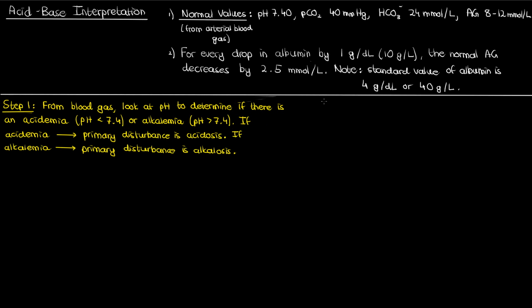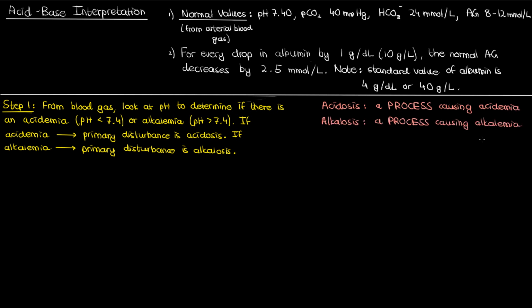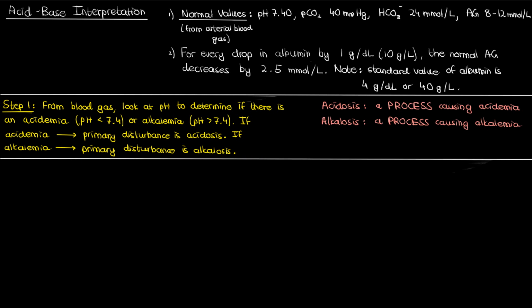Keep in mind that acidemia and alkalemia are different from acidosis and alkalosis. Acidemia and alkalemia exclusively refer to blood pH and its relation to the magic number of 7.4. Acidosis is a process which leads to acidemia, while alkalosis is a process which leads to alkalemia. So even if you have an acidosis going on, you could still be alkalemic if there are other alkalosis processes occurring. So with step 1, you figured out whether your primary disturbance is an acidosis or alkalosis.